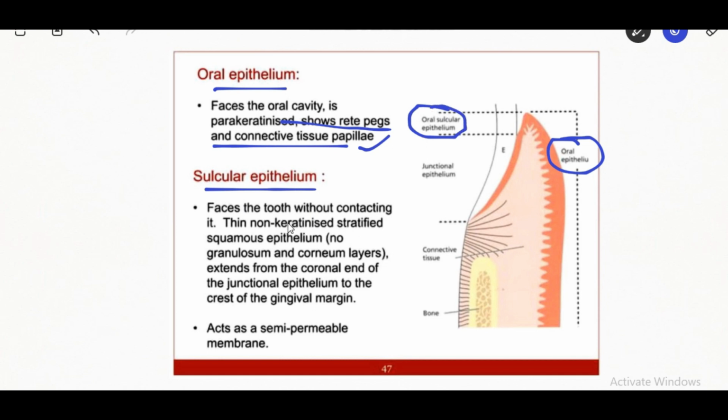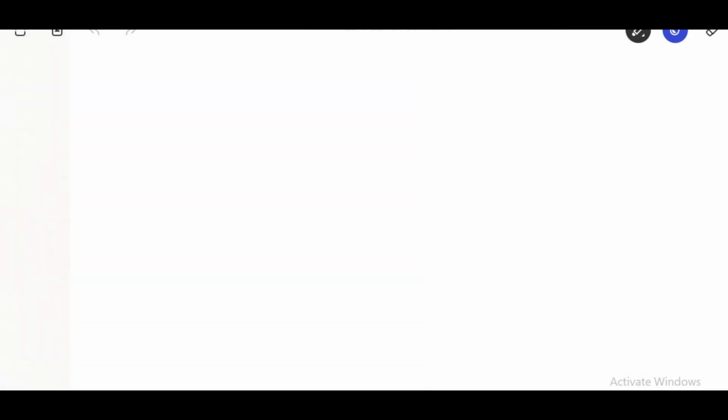The sulcular epithelium faces the tooth without contacting it. It is thin, non-keratinized, stratified squamous epithelium that extends from the coronal end of the junctional epithelium to the crest of the gingival margin. It acts as a semi-permeable membrane.